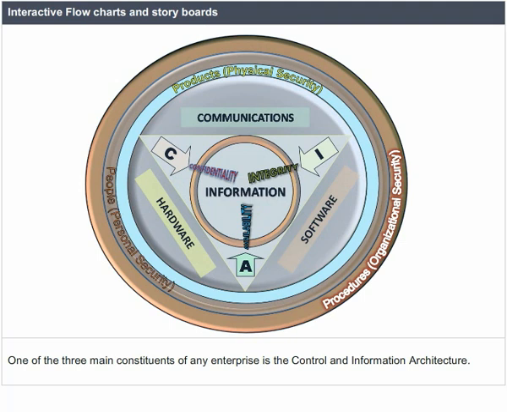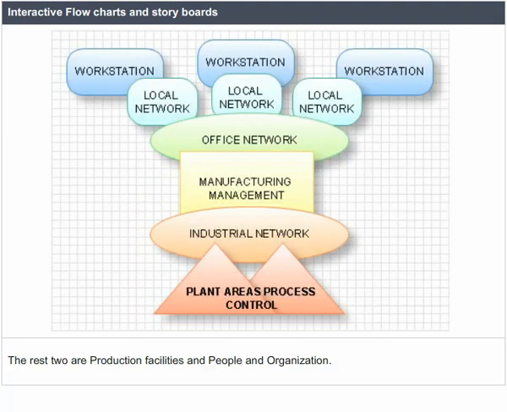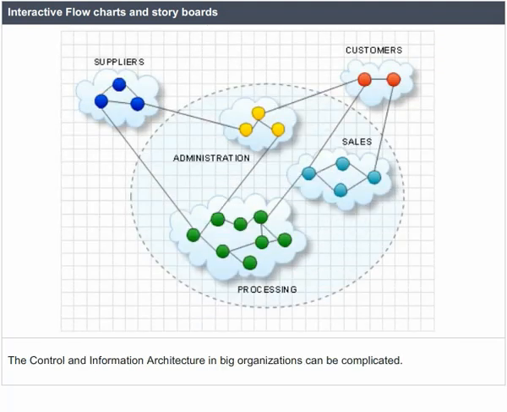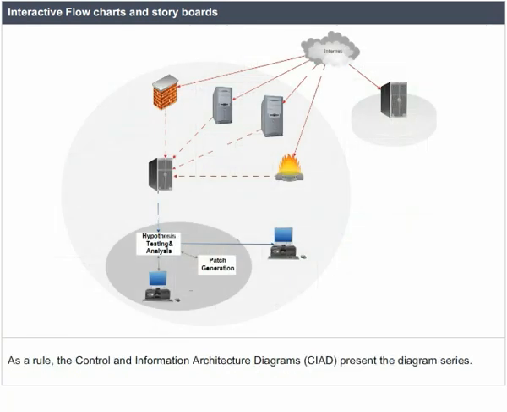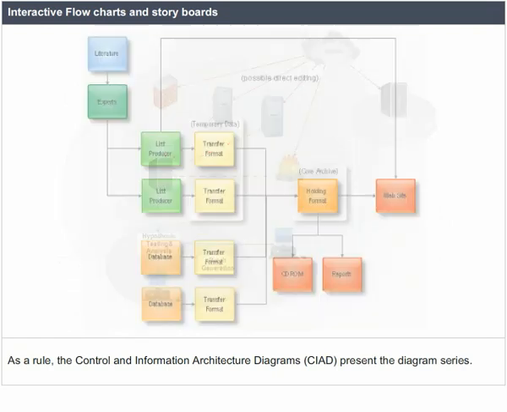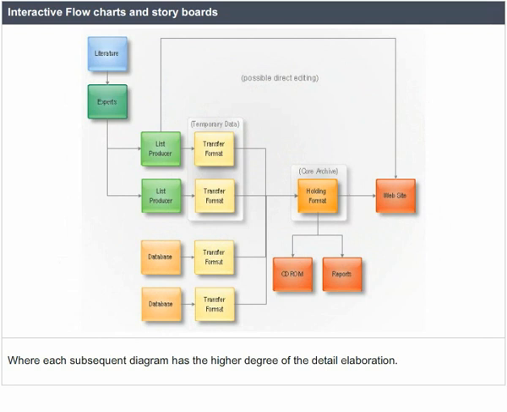One of the three main constituents of any enterprise is the control and information architecture. The rest are production facilities, people, and organization. The control and information architecture in big organizations can be complicated. Therefore, to facilitate the perception, study, and analysis of this architecture, the creation of diagrams which describe it in the form of graphical schemes is worthwhile. As a rule, the control and information architecture diagrams (CIAD) present a diagram series, where each subsequent diagram has a higher degree of detail elaboration.